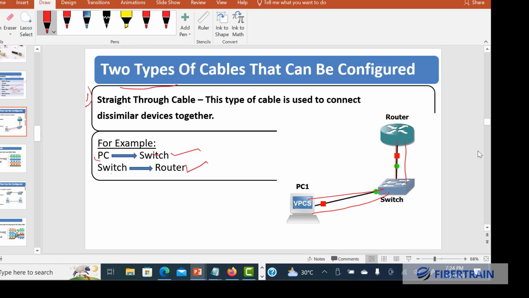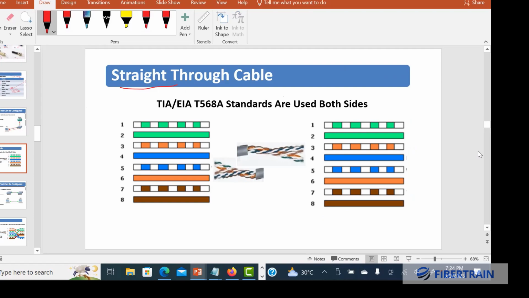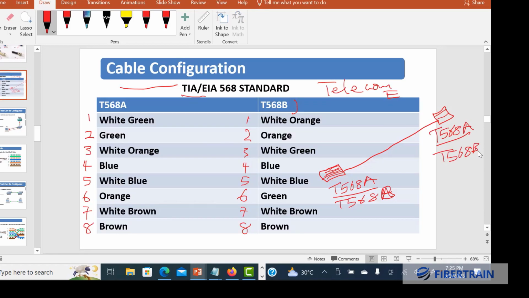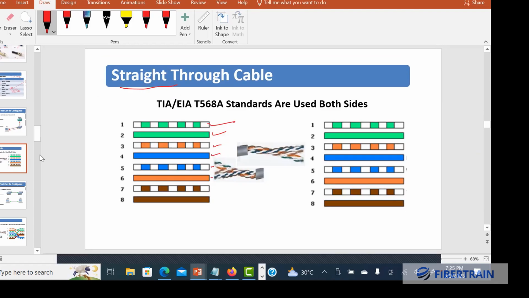Correct. So look at this diagram here. These are the wires we are making. One wire has two colors on it, which is white and green, right? Another has solid green. This is white and orange. While we have blue, we have white and blue. We have solid orange, white and brown, and brown. And that's exactly what we have here. White green, green. And so you see, we repeat the same thing both sides.